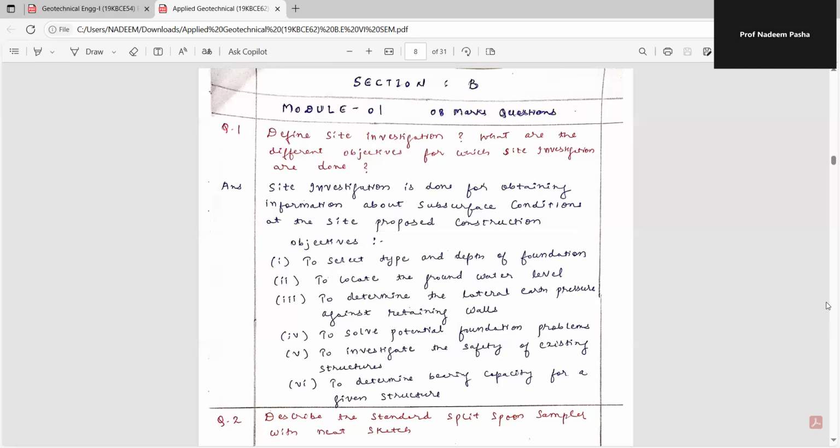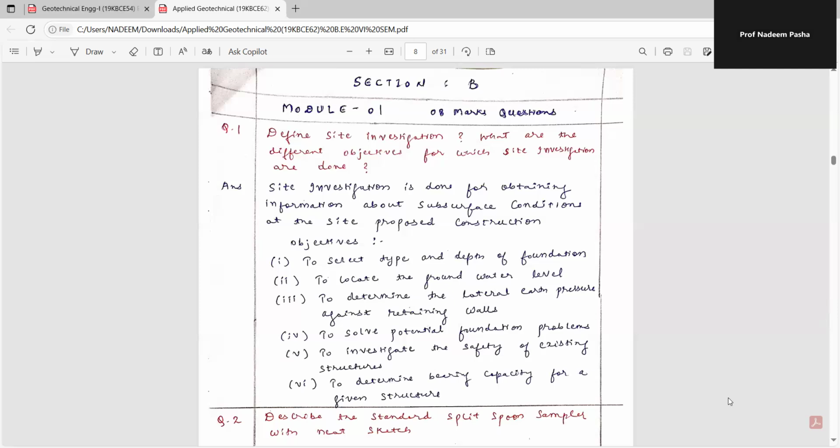Next, to solve potential foundation problems. Next, to investigate the safety of existing structures. Next, you have to investigate the safety of existing structures. Next, to determine the bearing capacity for a given structure.